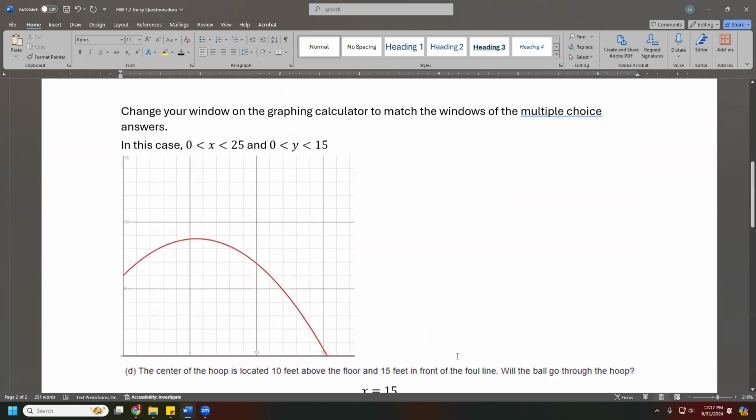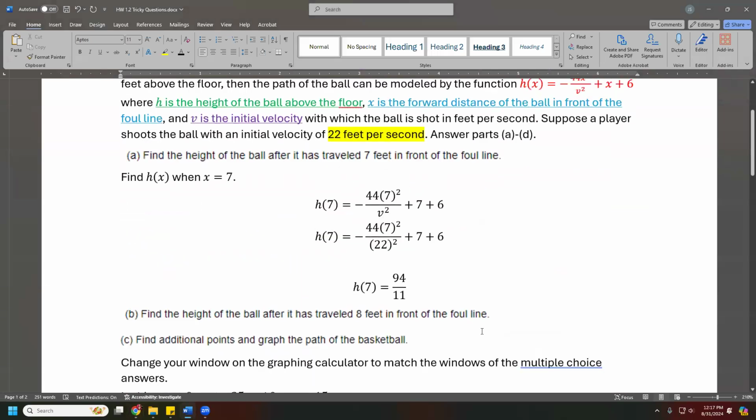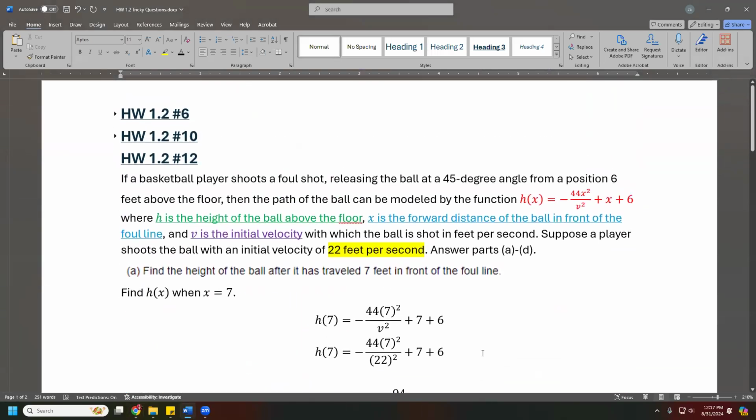All right, this is how to tackle the basketball question. It is primarily meant for you to do on the calculator. Do not do this by hand. You will really struggle because you'll have to make common denominators with like 22 squared, and that is not fun. You do not want to do that. So do this on a calculator, save yourself some trouble.